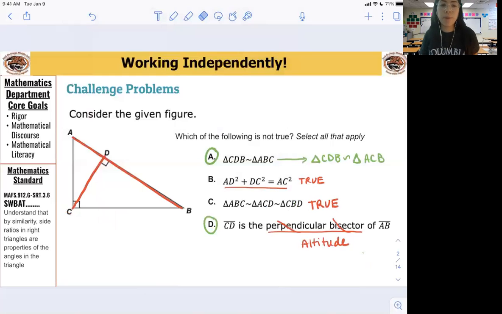So A and D were both incorrect. Do I have any questions? Look through them, make sure you understand. Okay. All right, moving on.